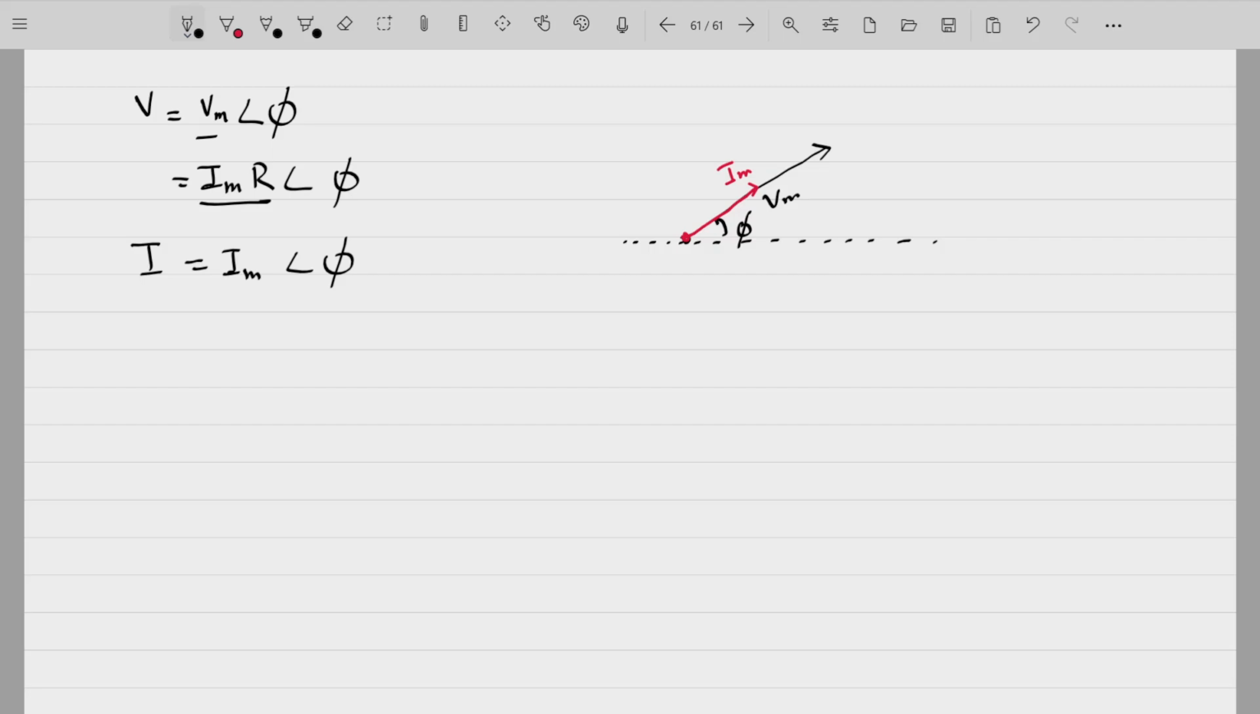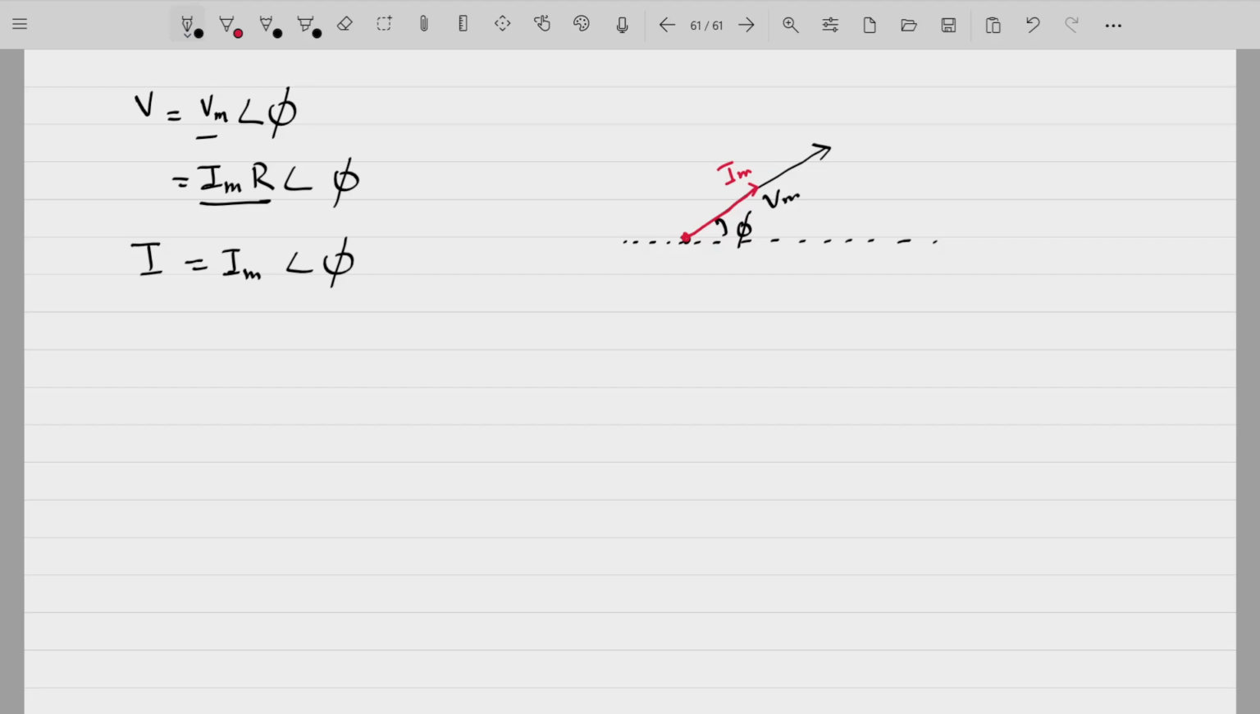For Vm to actually be less than Im, the resistance has to be less than 1 ohm, which will not normally be the case. In most cases you will see resistance having a value greater than 1, so Vm will normally be greater than Im. There are cases where the resistance value will be less than 1, and for those cases Im will be less than Vm.